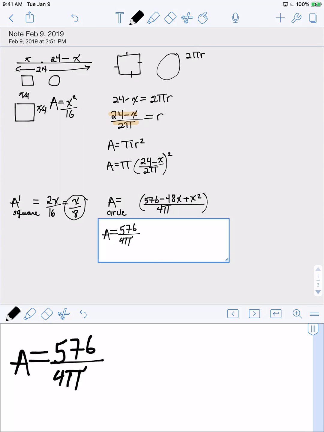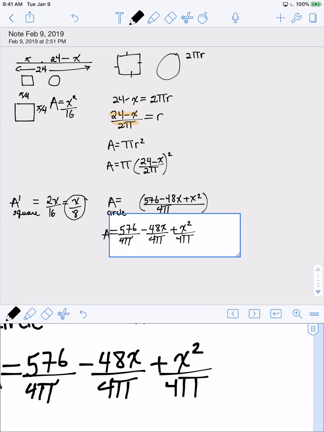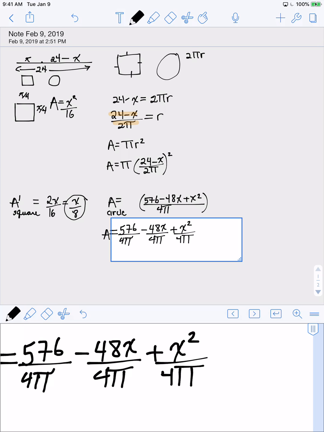Since my denominator is one term, I can do this, minus 48x over 4 pi plus x squared over 4 pi. And let's see, can I reduce anything or make these numbers smaller? I can reduce here, but when I find the derivative, this is a constant, so this is going to go away, so I'm not really going to worry about that.